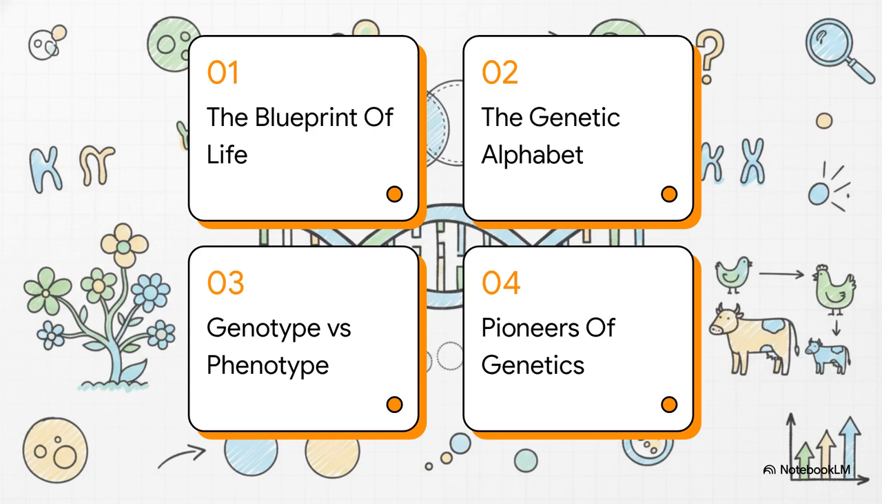Here is our roadmap for today. First, the blueprint of life. Second, the genetic alphabet. Third, genotype versus phenotype. And finally, number 4, the pioneers of genetics.